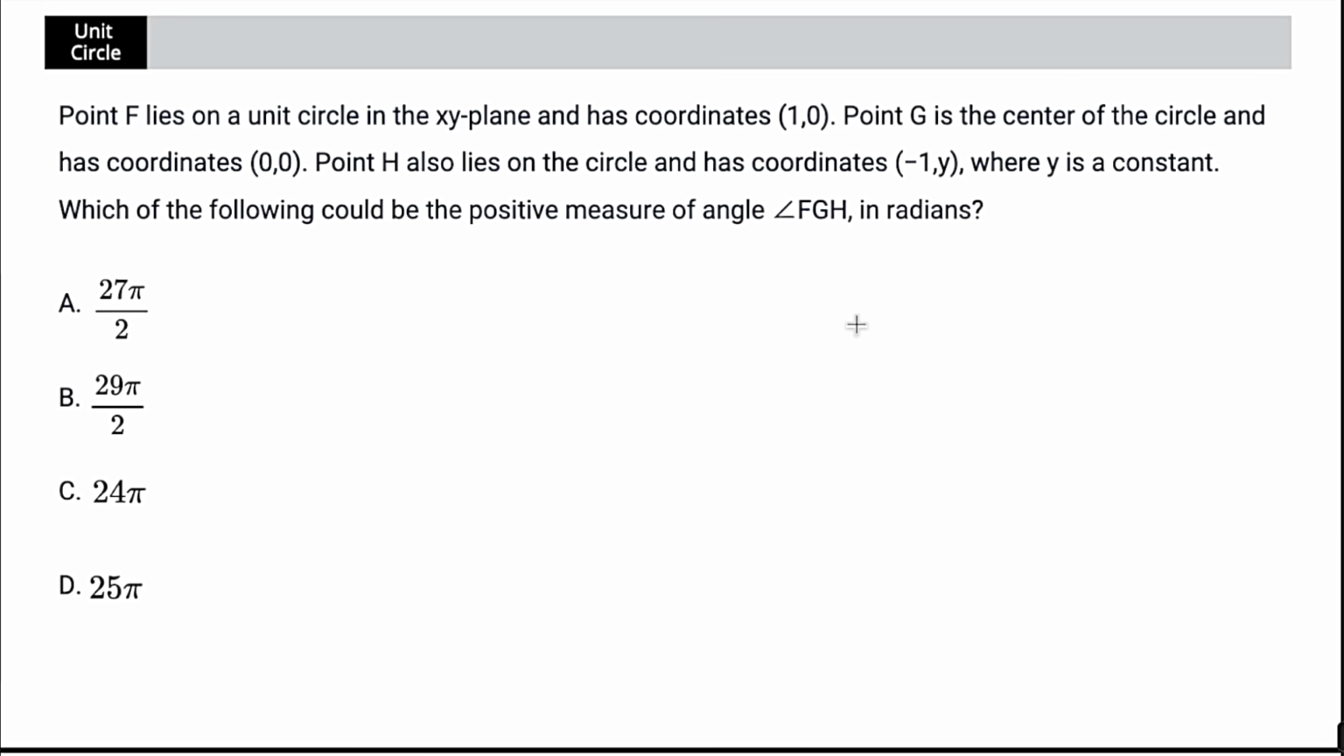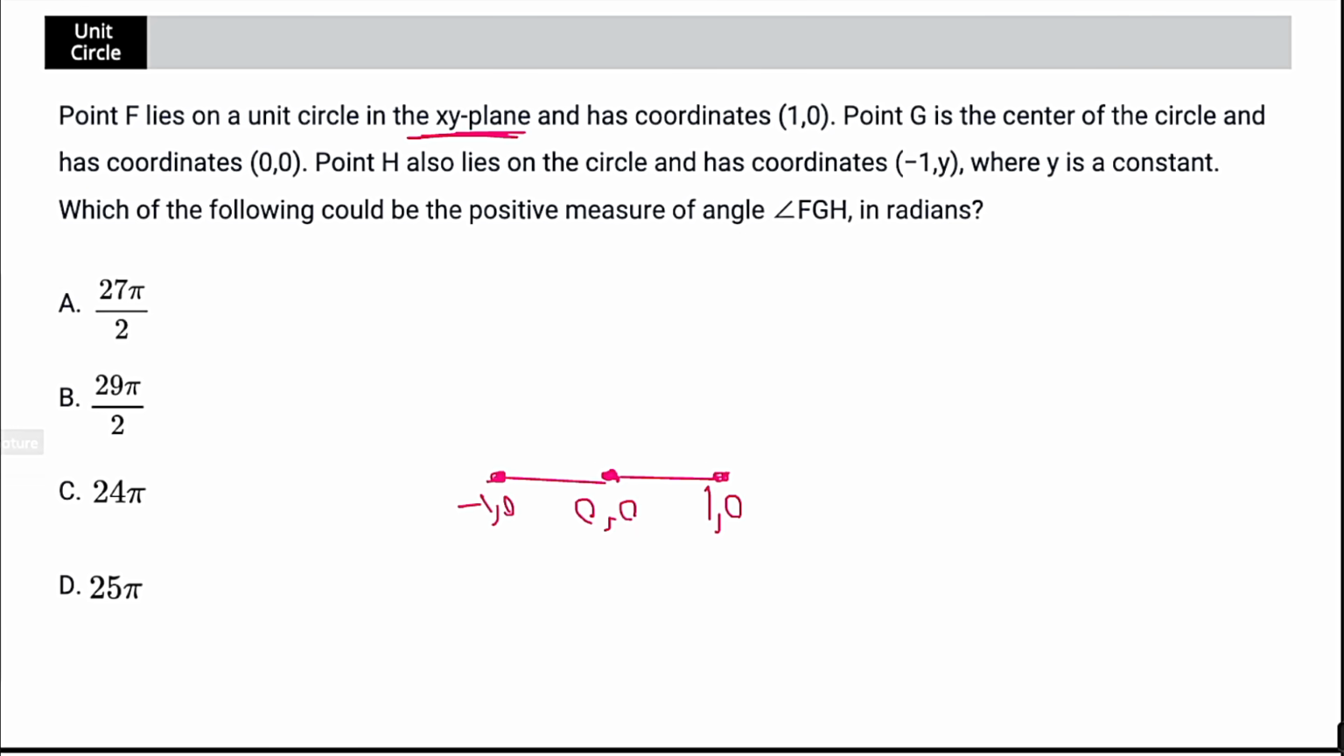On this one, for example, let's just start by treating it like a normal XY plane question. It is saying in the XY plane, so let's plot these points, right? We've got point F, which is supposed to be 1, 0. We've got point G, which is the center of the circle, aka 0, 0. And then we've got point H, which is -1, which we know is -1, 0.